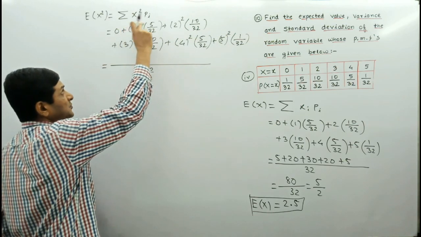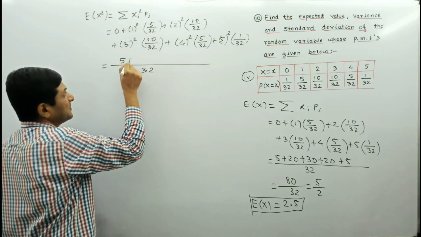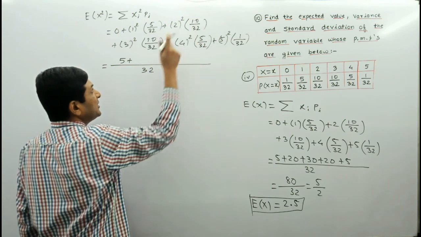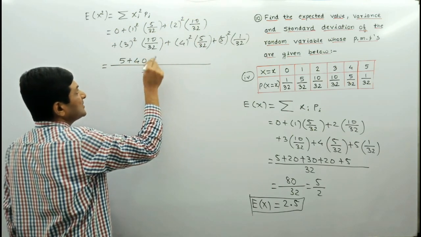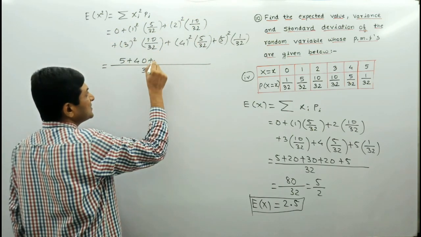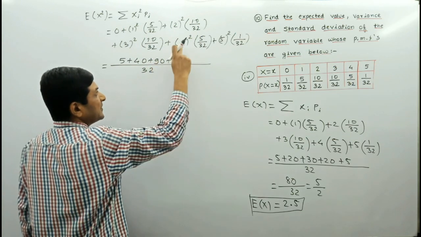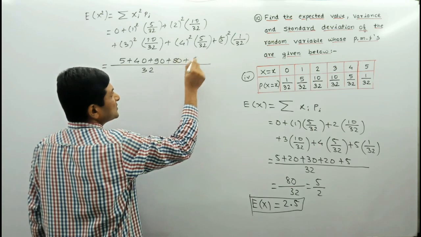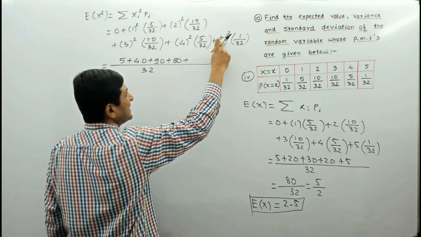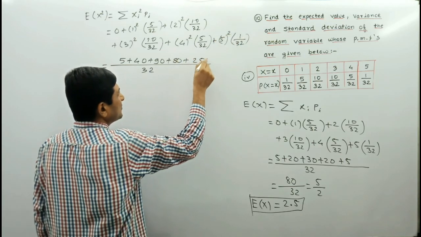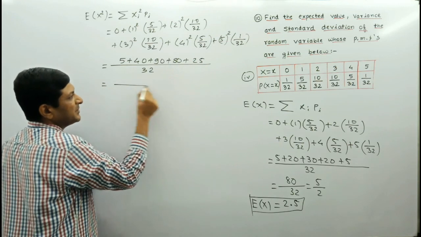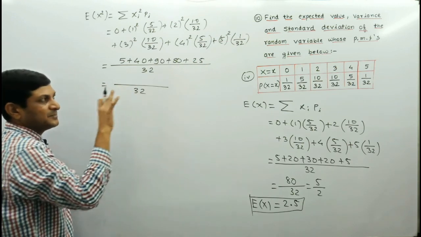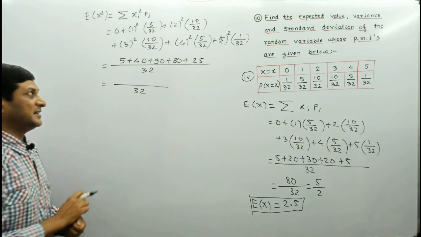Here square of 1 is 1, 1 into 5 is 5, plus square of 2 is 4, 4 into 10 will be 40, plus square of 3 is 9, 9 into 10 is 90, plus square of 4 is 16, 16 5s are 80, plus 5 square is 25. 25 into 1 will be equal to 25. So in the denominator 32, keep it as it is. Just simply we are taking the addition of the numerators.